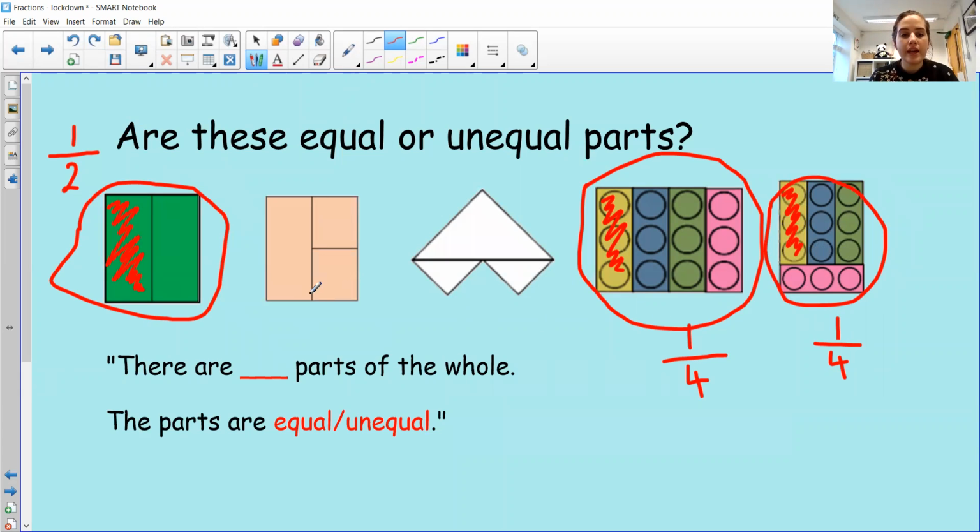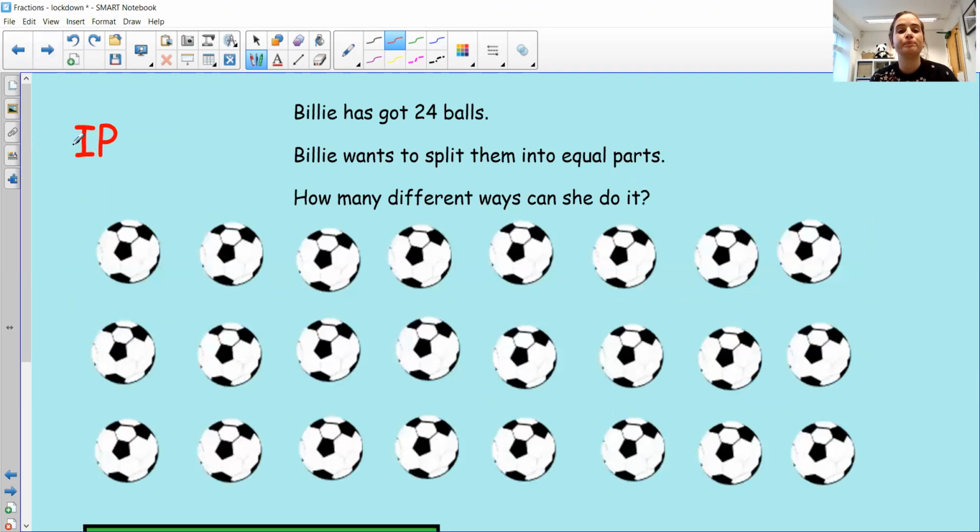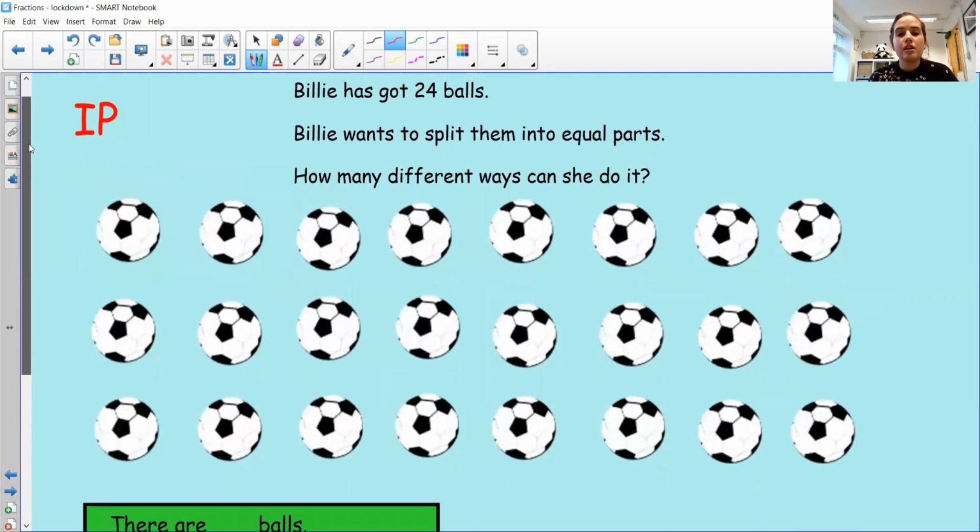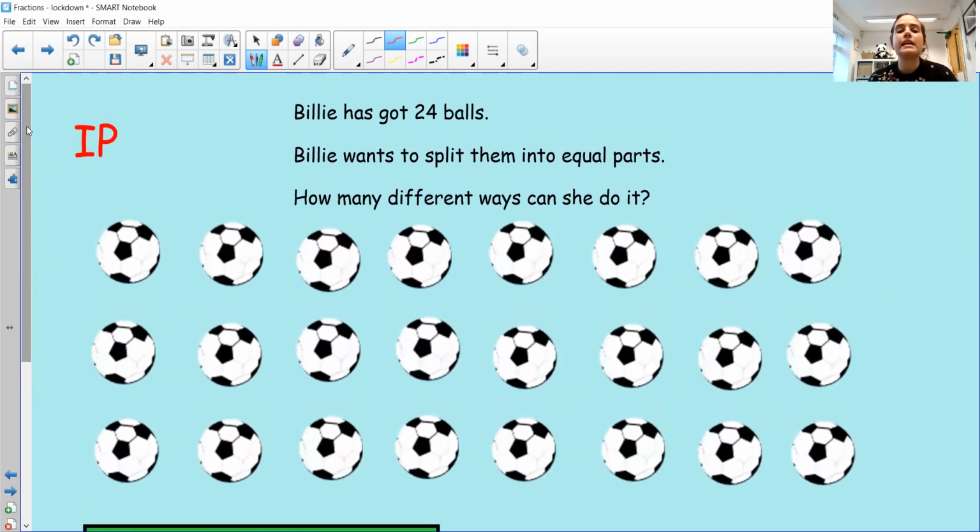Now, these ones over here, they don't look equal. They look unequal because I've got smaller parts here to this part, and the same on this one. So those pictures are unequal. So that's the start of fractions. I've started to record alongside you so we can look at how we record them. But really our first step is just looking at equal and unequal. Now we're going to start thinking about how we look at equal parts within an amount, within numbers.